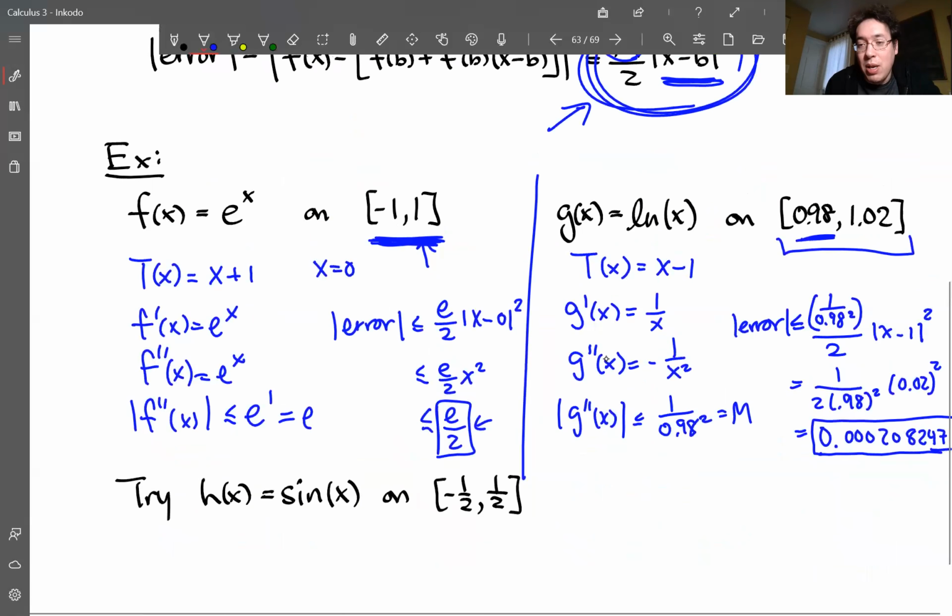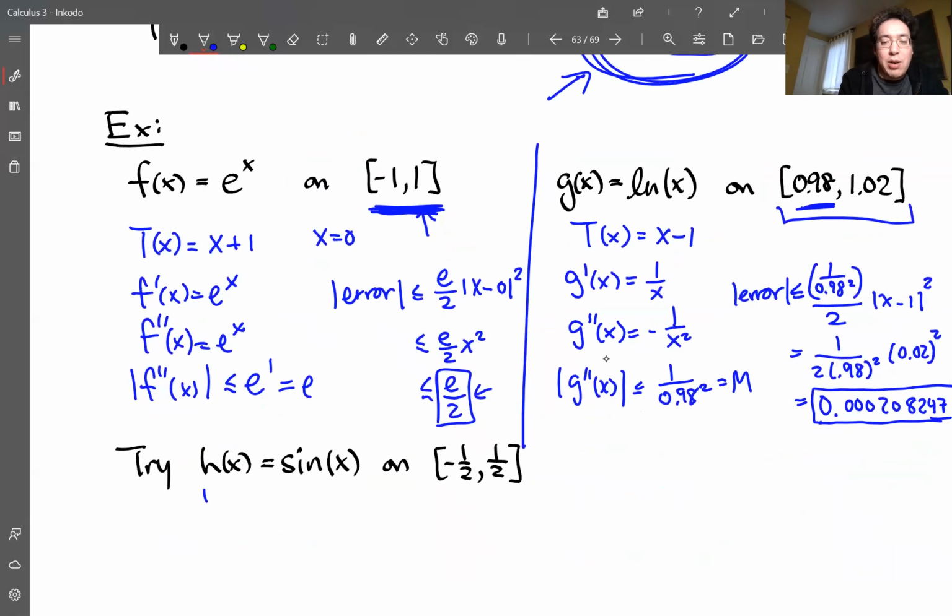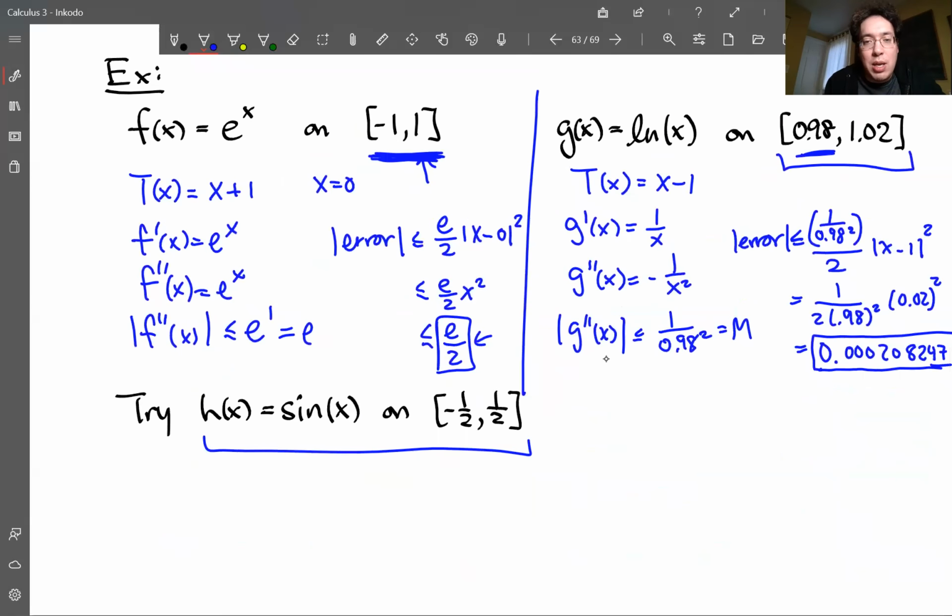All right, so if that made sense to you, I encourage you to try the exact same error bound for the function sine of x between negative 1/2 and positive 1/2. So try that out.